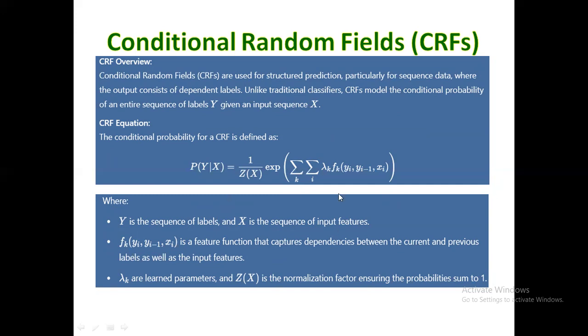And f_k of y_i, y_{i-1}, x_i is the feature function that captures dependencies between the current and the previous label, as well as the input features. And these lambda_k are the learned parameters. Finally, Z of x represents the normalization factor, ensuring the probabilities sum to 1. So always, if you are calculating probability based theory, we have to find a value between 0 and 1. And if you are summing up all the values, the total probability value is 1. This is the formula.